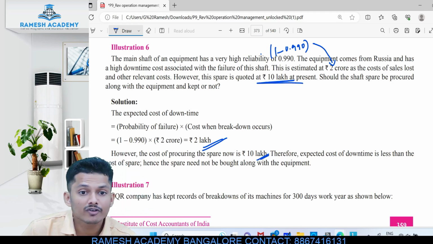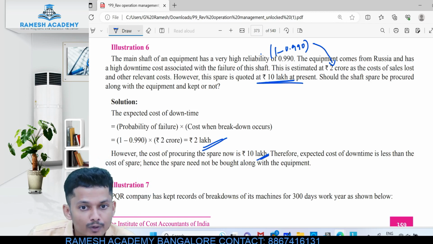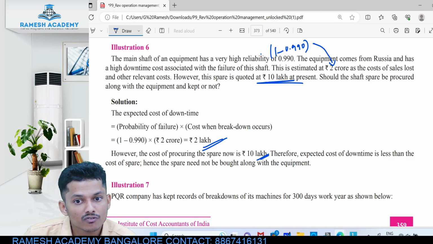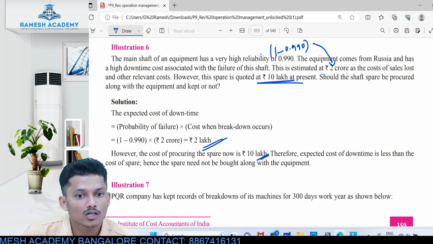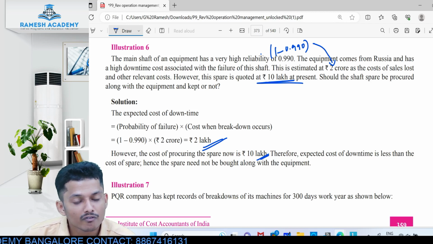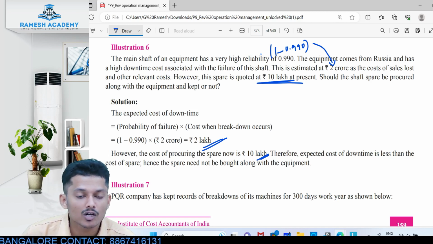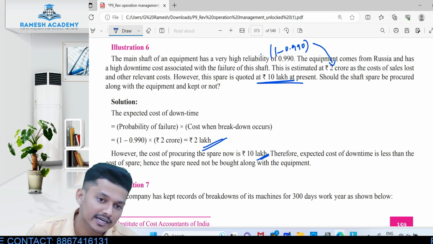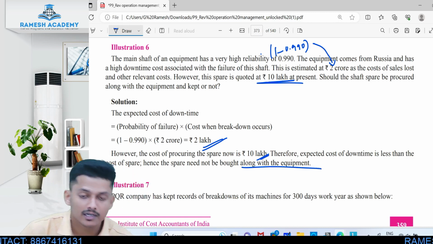What do you have to infer from this? The cost of procuring the spare now is 10 lakhs only. Therefore, the expected cost of downtime is less than the cost of the spare. Hence, the spare need not be bought. The expected cost of downtime is only less, so why buy the spare again? It's not needed. That's why you can eliminate that.